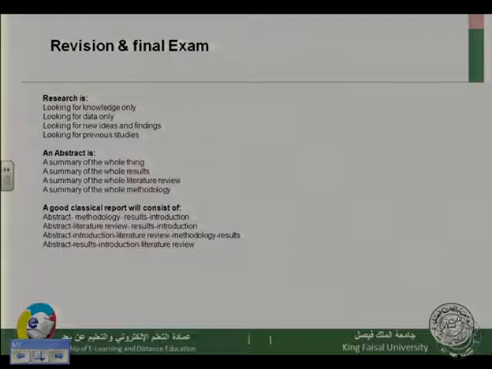An abstract is a summary of the whole thing. Yes, it is the summary of the whole thing. A good classical report will consist of abstract, introduction, literature review, methodology, and results. It is the third choice.